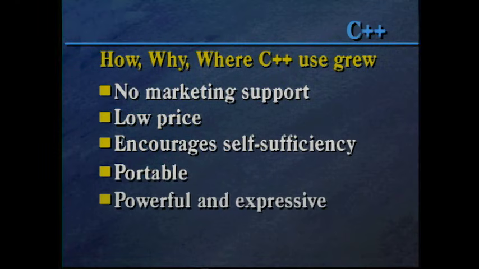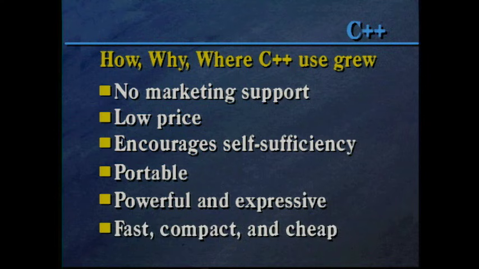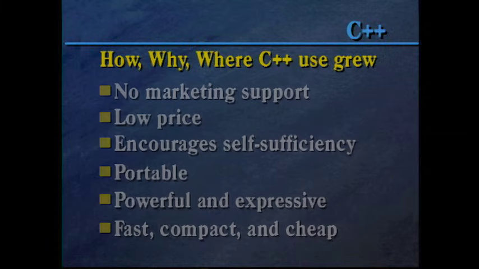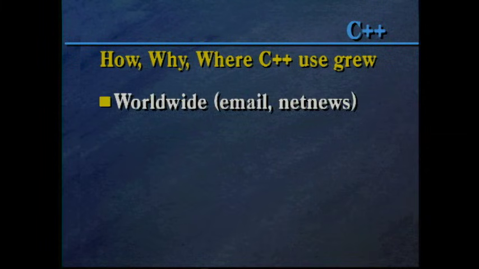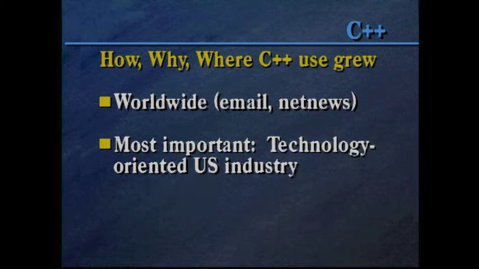C++ was powerful and expressive compared with traditional languages like C and Pascal, and it was fast and compact and cheap compared with everything that had abstraction mechanisms that put it in the league with C++. The growth of C++ was always worldwide, with users basically everywhere, but the emphasis was in the US technology-oriented industry, but there was always a strong use in various sectors of industry and in academia.